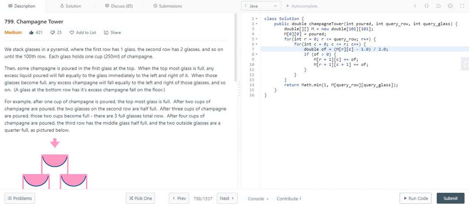So today we are going to discuss another LeetCode problem, and the problem title is Champagne Tower. It has a medium difficulty level. So what is given in the problem statement?